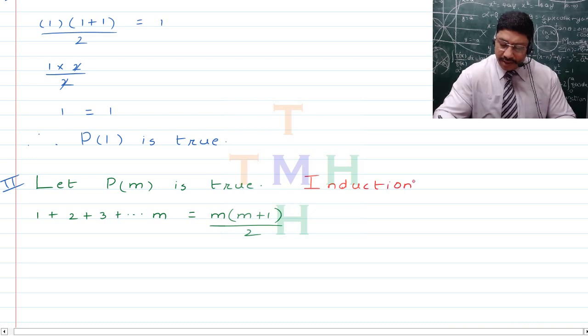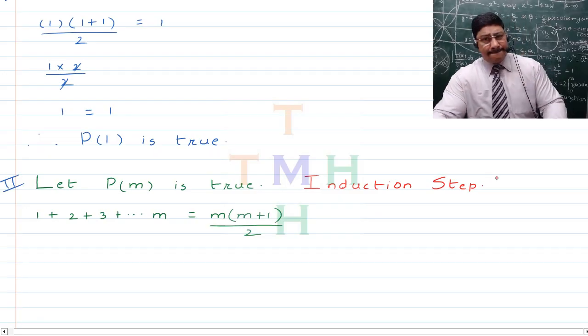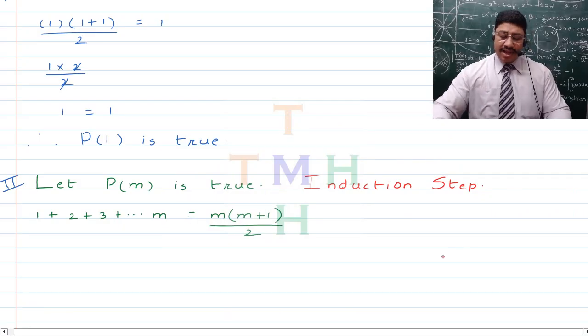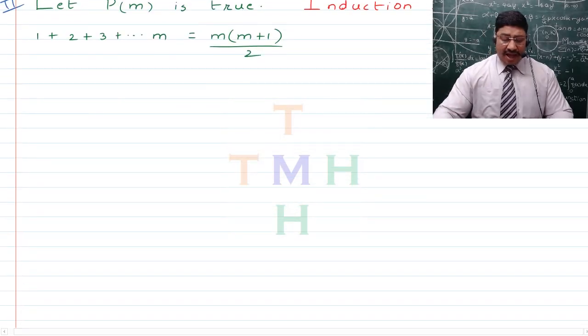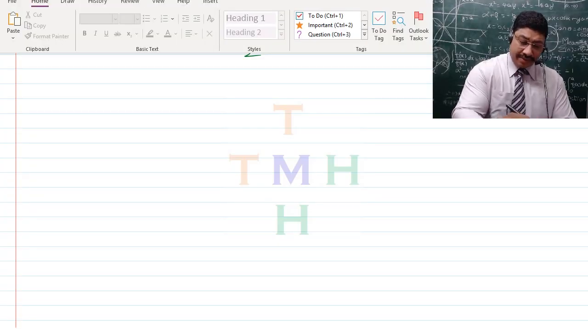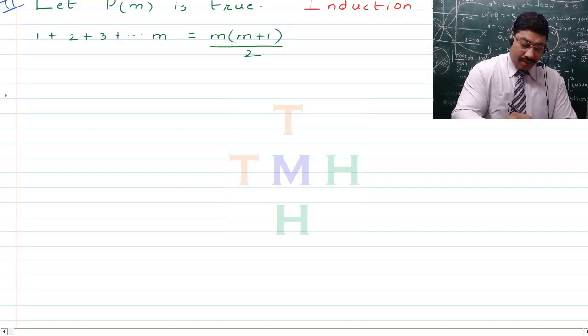So if you consider in place of n, m, and whatever statement P has been given to you, if you consider that to be true, then what we have is the induction step. Now after this we have the third step, which is actually the proving step, right? So next we come over to the proving step.